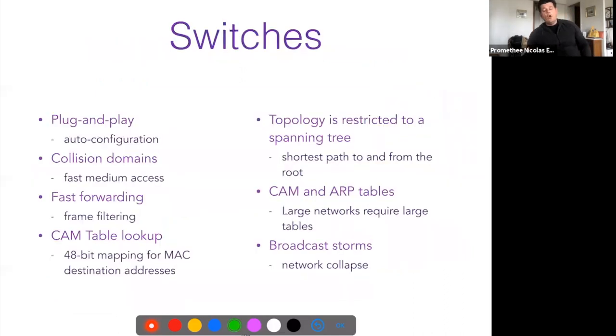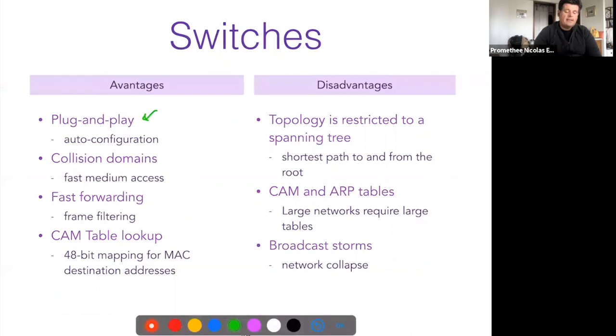Okay, guys. So just to summarize, and I'm very late, I'm sorry. The switches are plug and play. They don't need any configuration. They separate the domain into multiple collision domains, so one transmission in one domain doesn't create a collision in another one. It's fast forwarding, because the only thing you do is filter the frame based on the MAC address, 48 bits. That's what you need to map.